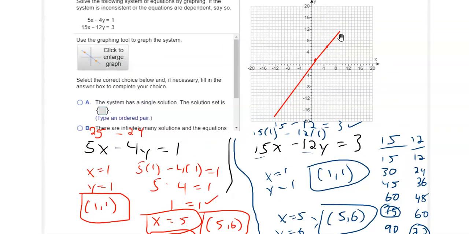The first line, right? So really it's just the same line twice, which means this is all you have to graph for this particular problem because you're just getting the same line 2 times in a row. So there's just one line to show for this graph. And whenever that happens, if you get the same line twice, that means you have infinitely many solutions. So you want to choose option B.